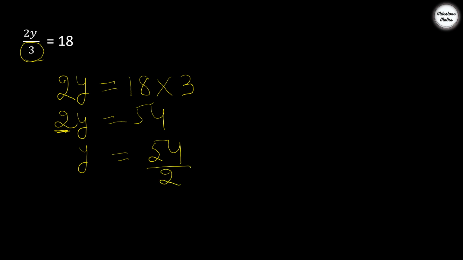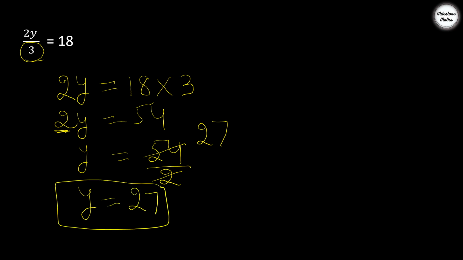So 54 by 2. Now you will just reduce it. 2 2s are 4, 2 7s are 14. So what we will get, y equals 27 is the answer. So this linear equation has the answer y equals 27.